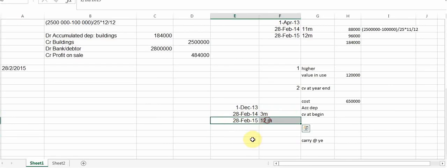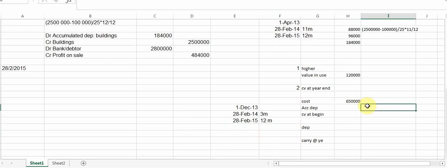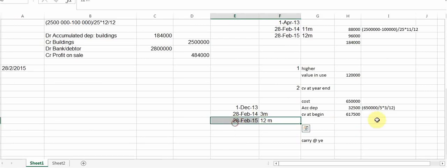So for the accumulated depreciation up till the beginning of the year, we account for 3 months. And for the current depreciation, we account for 12 months. So in previous years, we only owned it for 3 months. So that's going to be the 650,000. There's no residual value. We can use it for 5 years, and we're going to times it by 3 out of 12. When I do this calculation, I get 32,500, and that gives me a carry value at the beginning of the year of 617,500.